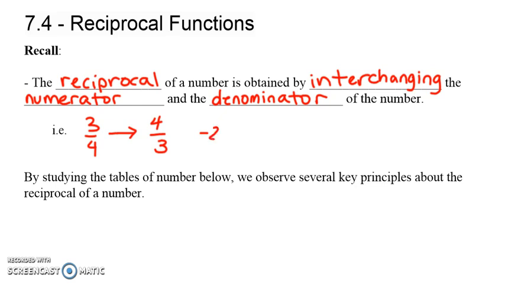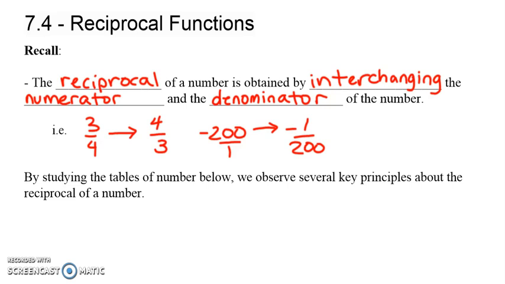If you have -200, the reciprocal would be -1/200, because -200 would technically be over 1. So again, if you flip that fraction, you get -1/200. Now, there are some tables below, so we can look at some key principles about the reciprocals of a number. So maybe just pause it here while you take a look at those tables.